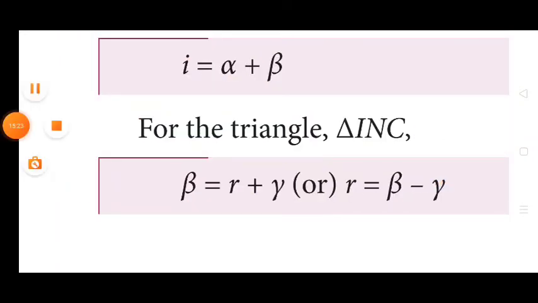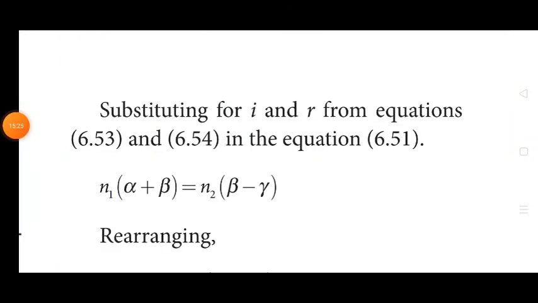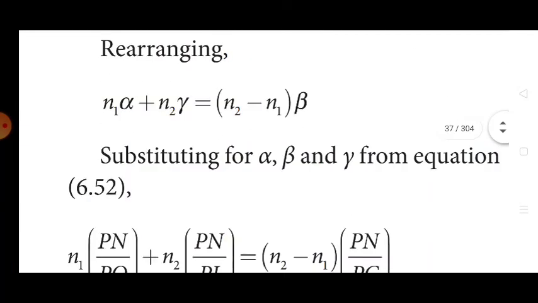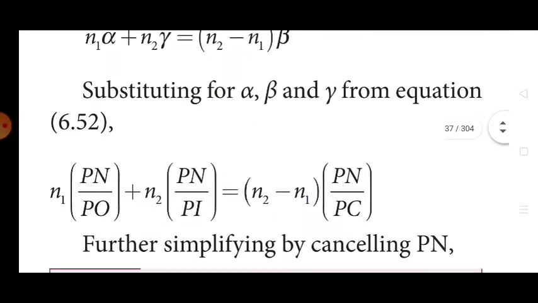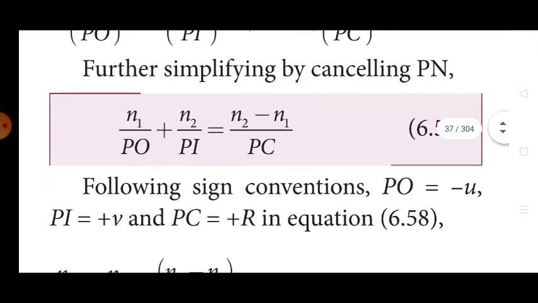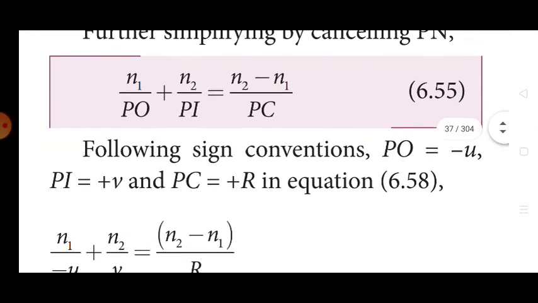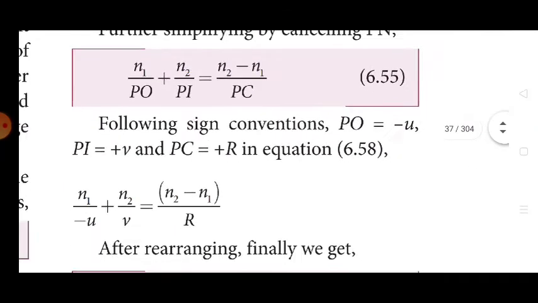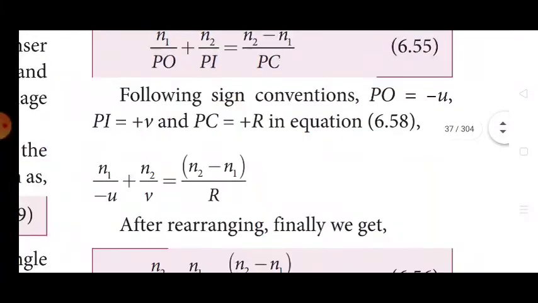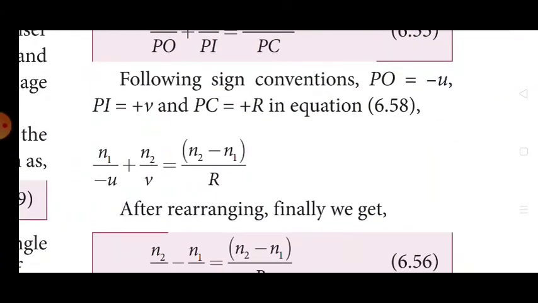Substituting for i and r from the equations, n1 into (alpha plus beta) is equal to n2 into (beta minus gamma). Rearranging, we will get this derivation. See the derivation slowly. Finally, further simplifying by cancelling PN, n1 by PO plus n2 by PI is equal to (n2 minus n1) by PC. Following the sign convention, PO is equal to minus u, PI is equal to plus v, PC is equal to plus R in equation 6.58. So n1 by minus u plus n2 by v is equal to (n2 minus n1) by R. After rearranging, finally we will get n2 by v minus n1 by u is equal to (n2 minus n1) by R.